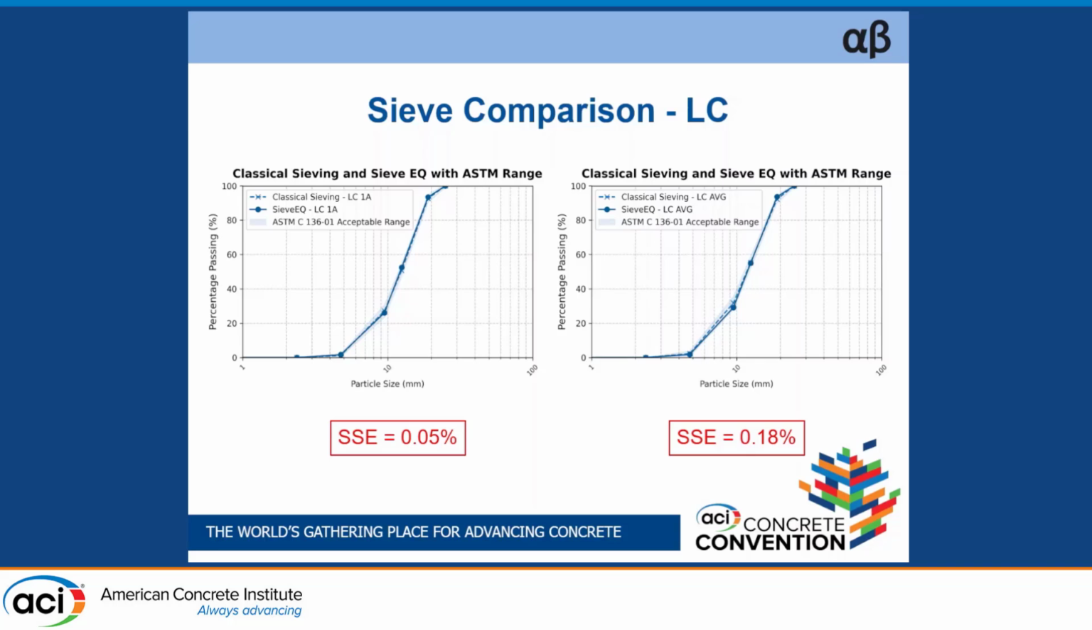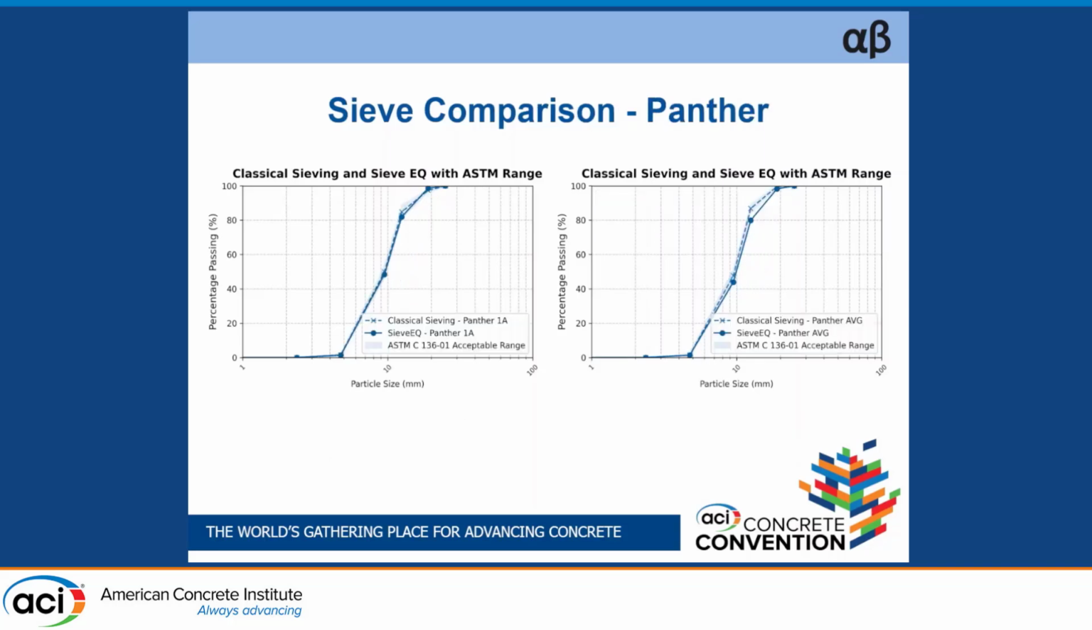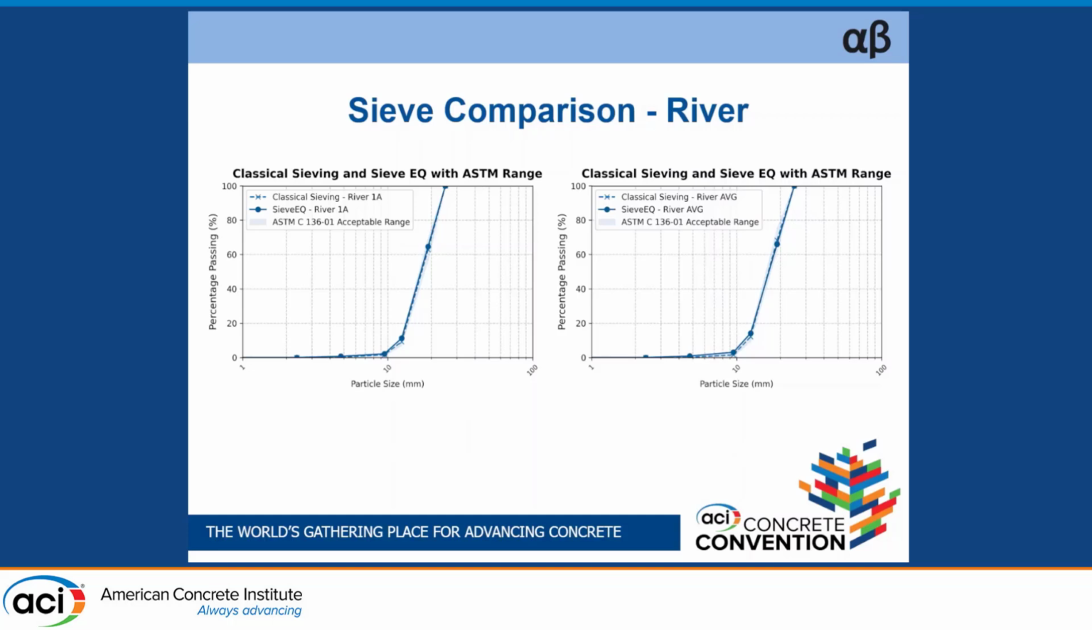Again, very small error. When we looked at the Panther, which was a little bit of a smaller aggregate, there might have been a little bit of a discrepancy when it comes to the upper bound of that analysis. But we did find that with more imaging and then retraining of a model, you start to lose all of those little bits of error. And then lastly, when we look at the Riverstone, it was also comparable. Same doing digital sieve versus traditional.